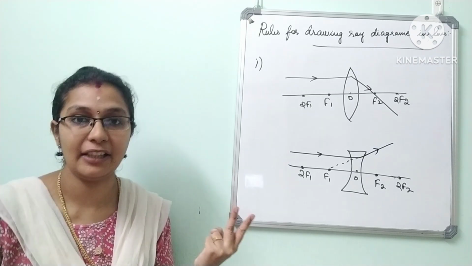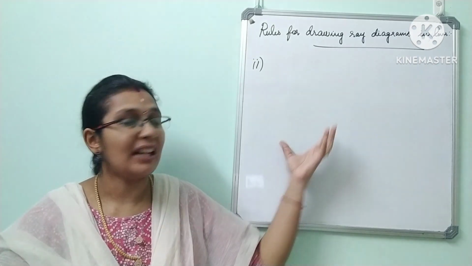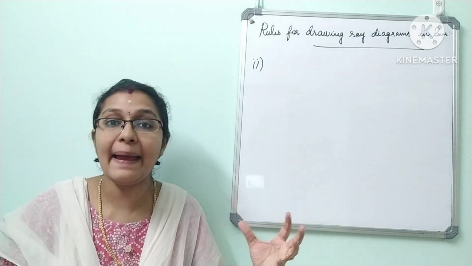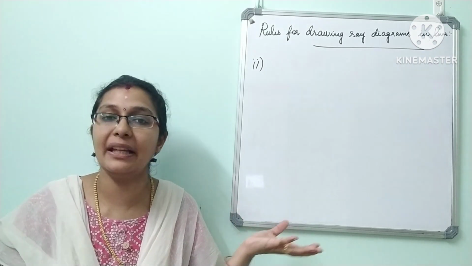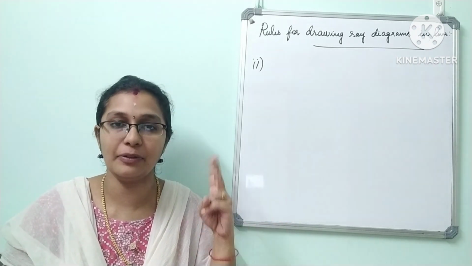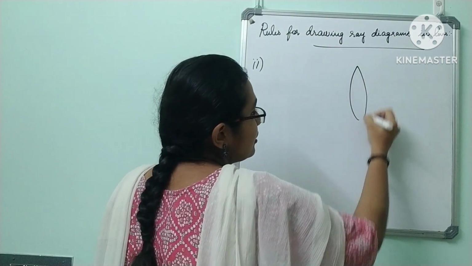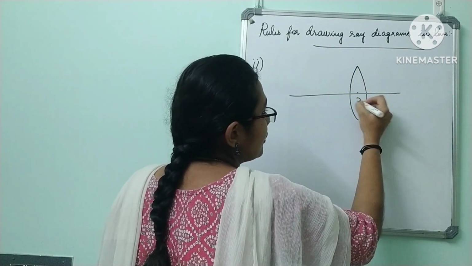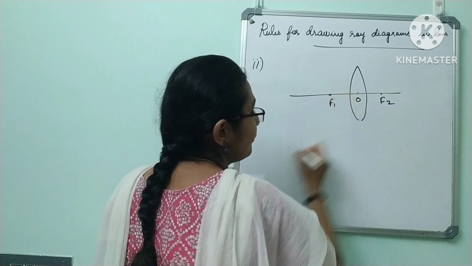Now we'll go with the second rule. What was the second rule we learned in mirrors? Just the vice versa of the first rule, right? A ray passing through the focus after reflection appears parallel to the principal axis. That was the second rule. So the same applies here. So as usual, note the points.